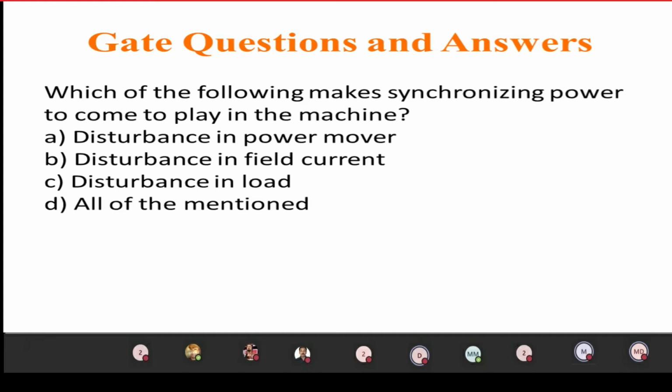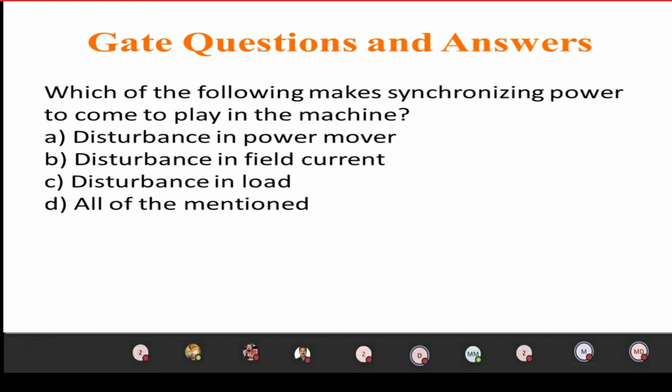When you increase the excitation, it delivers reactive power. When you reduce the excitation, it absorbs reactive power to maintain the flux constant. So we have four categories of answer: disturbance in prime mover, disturbance in field current, disturbance in load.